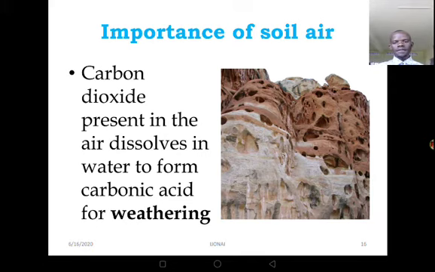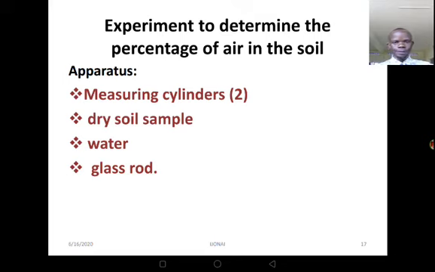Then we also have the same carbon dioxide which is present in the air dissolving in water to form carbonic acid, and this will facilitate the process of weathering, as you discussed in the first lesson. Now we are going to move to the next experiment. This one is about determining the percentage of air in the soil.